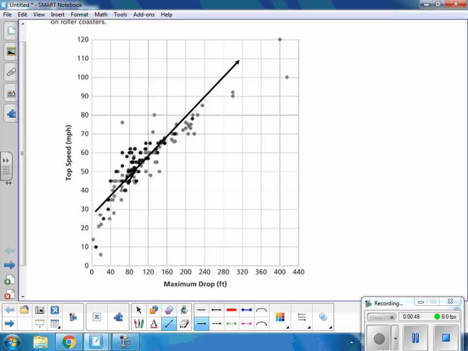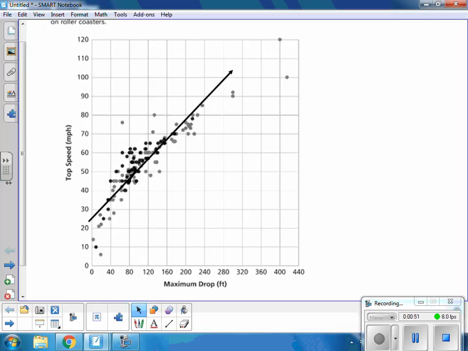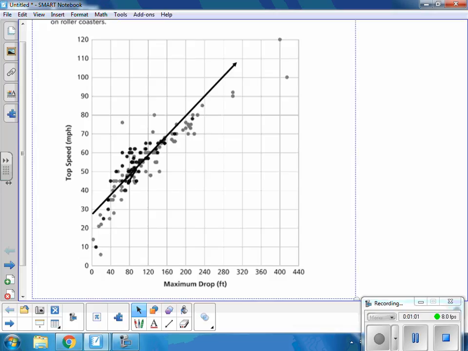I'm going to keep drawing lines. I don't want to do that, so I'm going to move that around because I want it to go right through as much of the data as possible. And I think I did an okay job at that. Okay, and because I put one on here doesn't mean that yours will be exactly the same. Linear models, everybody has a little bit of a different one, but they're all going to be kind of similar.